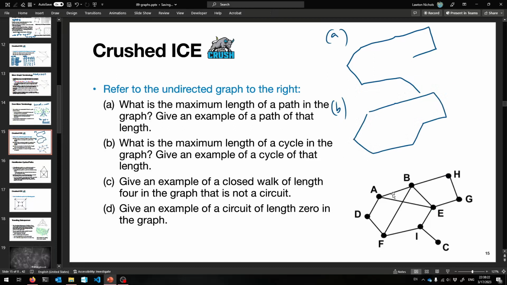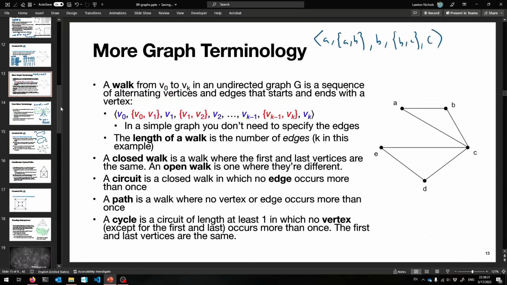And next, for C, give an example of a closed walk of length 4 that is not a circuit. All right, so what's the difference? A circuit is when there's no edge occurring more than once, but a closed walk can totally duplicate edges. It just has to end in the same vertex.